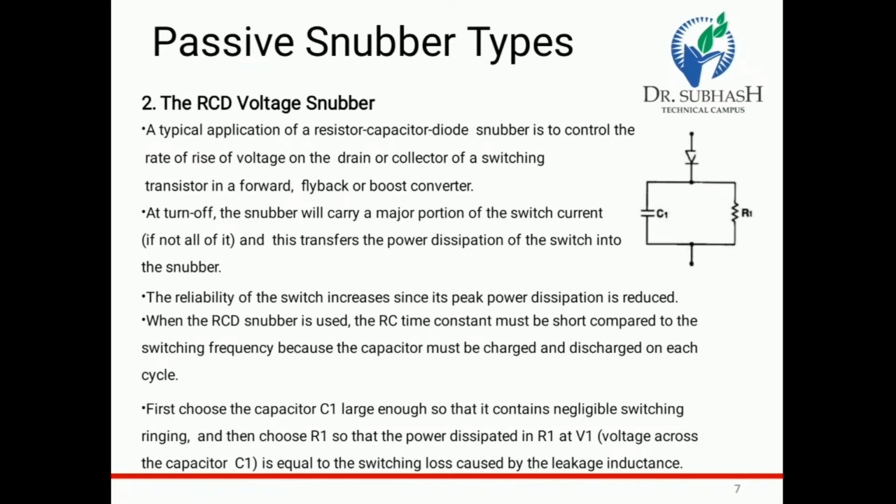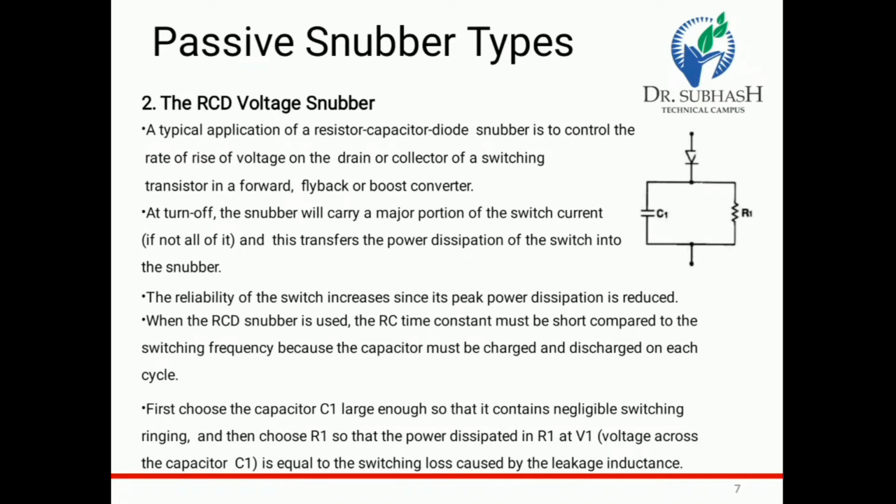Dear my students, the RC voltage snubber circuit can be used for the push-pull converter, and the RCD, resistor, capacitor and diode, can be used for the forward, flyback and boost converter, and that can be used to control the rate of rise of voltage on the drain or collector, right?